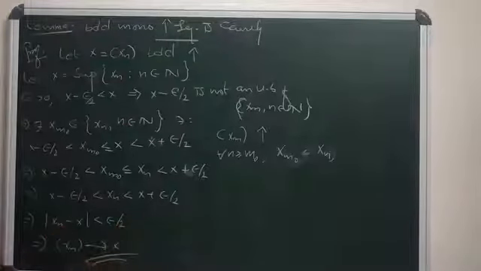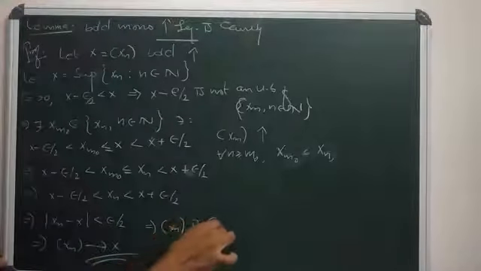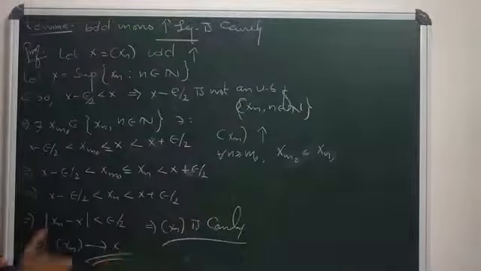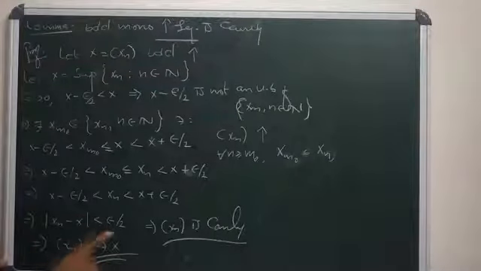We know that every convergent sequence of real numbers is Cauchy. Therefore, x_n is Cauchy. Why? Because x_n converges, and a convergent sequence of real numbers is Cauchy. Therefore, every monotonically increasing bounded sequence of real numbers is a Cauchy sequence.